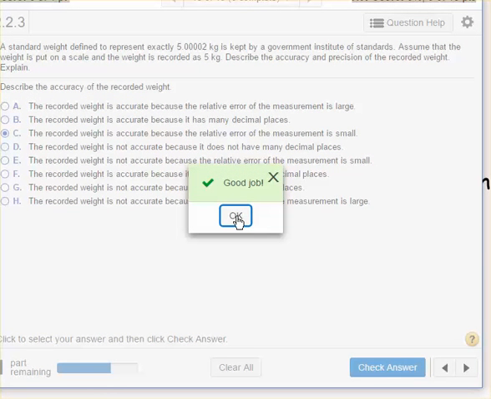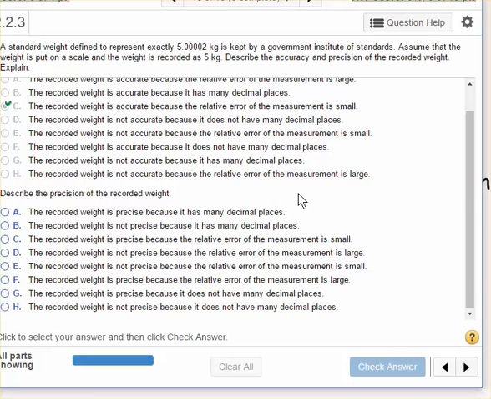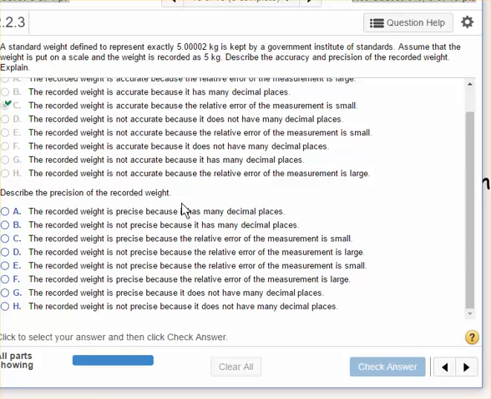Great, good job. And now let's talk about precision. Describe the precision of the recorded weight. Now remember, the recorded weight is 5 with no decimals. The actual weight has 5 decimal places. So the recorded weight is precise because it has many decimal places? No, it doesn't. The recorded weight is not precise because it has many decimal places? Well, that doesn't make sense.